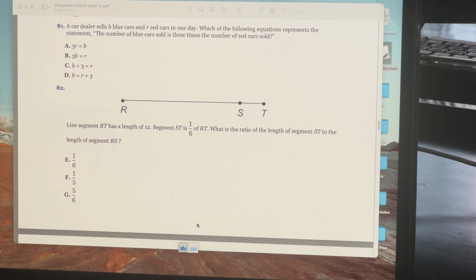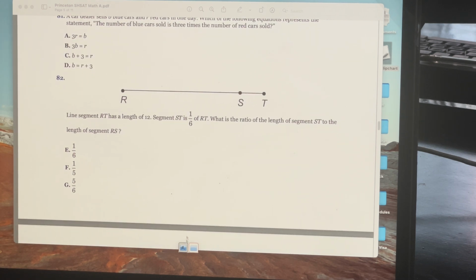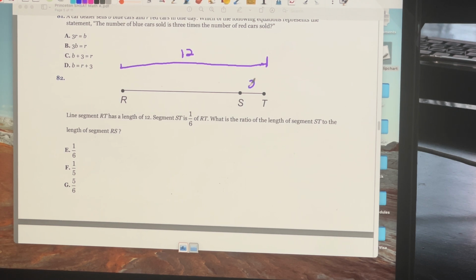82. Here's a line segment that has a length of 12, so this whole thing, RT, is 12. Let me write that. Segment ST is 1/6 of 12. What's 1/6 of 12? 1/6 of 12 is 2. So that means ST is 2, which means RS is now 10, right?